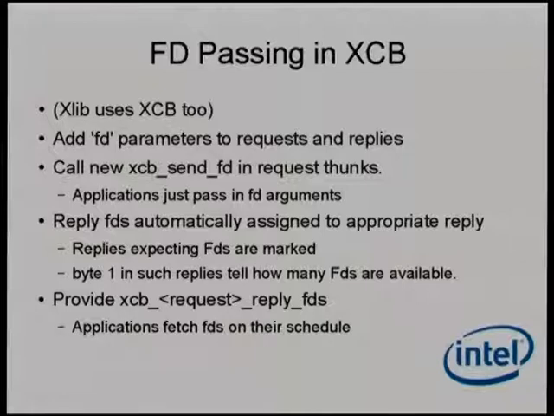So I'm just adding possible file descriptor parameters to requests and replies. So I can say in a request, oh, this is not an integer that is encoded in the wire. This is a file descriptor. And so the request thunk just generates these calls to queue the file descriptors, and then it actually sends the request. Very simple. Very much like Xtrans, but a lot cleaner.